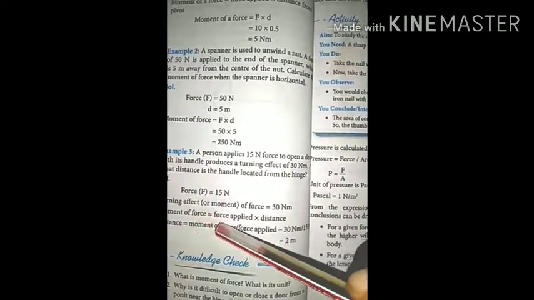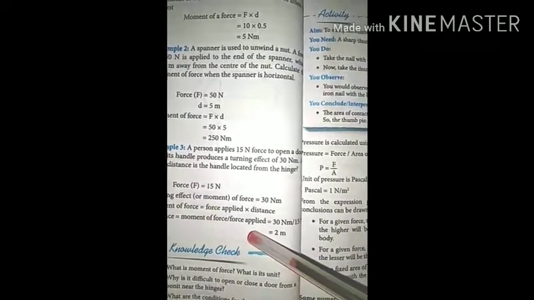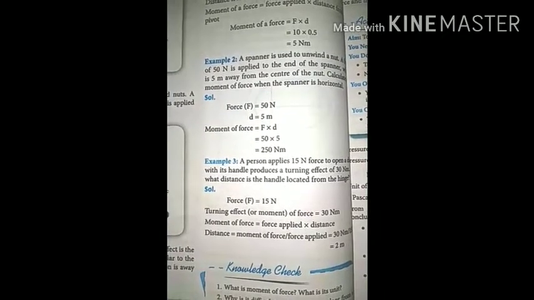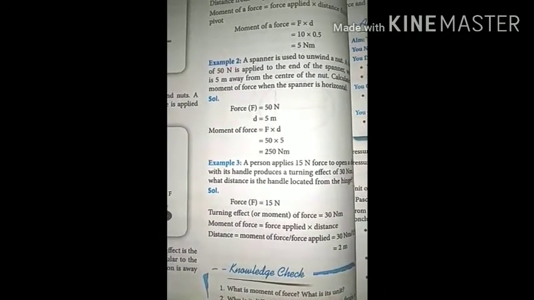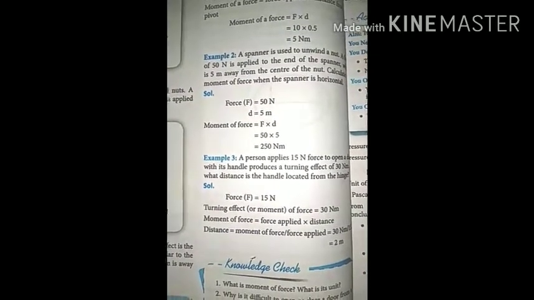force. We know that moment of force is equal to force applied into distance. So distance is equal to moment of force by force applied. So distance is equal to 30 Newton meter by 15 Newton. If we divide 30 by 15, we get 2, and the unit of distance is meter. This is all about moment of force or turning effect produced by a force when the force is applied on a body.